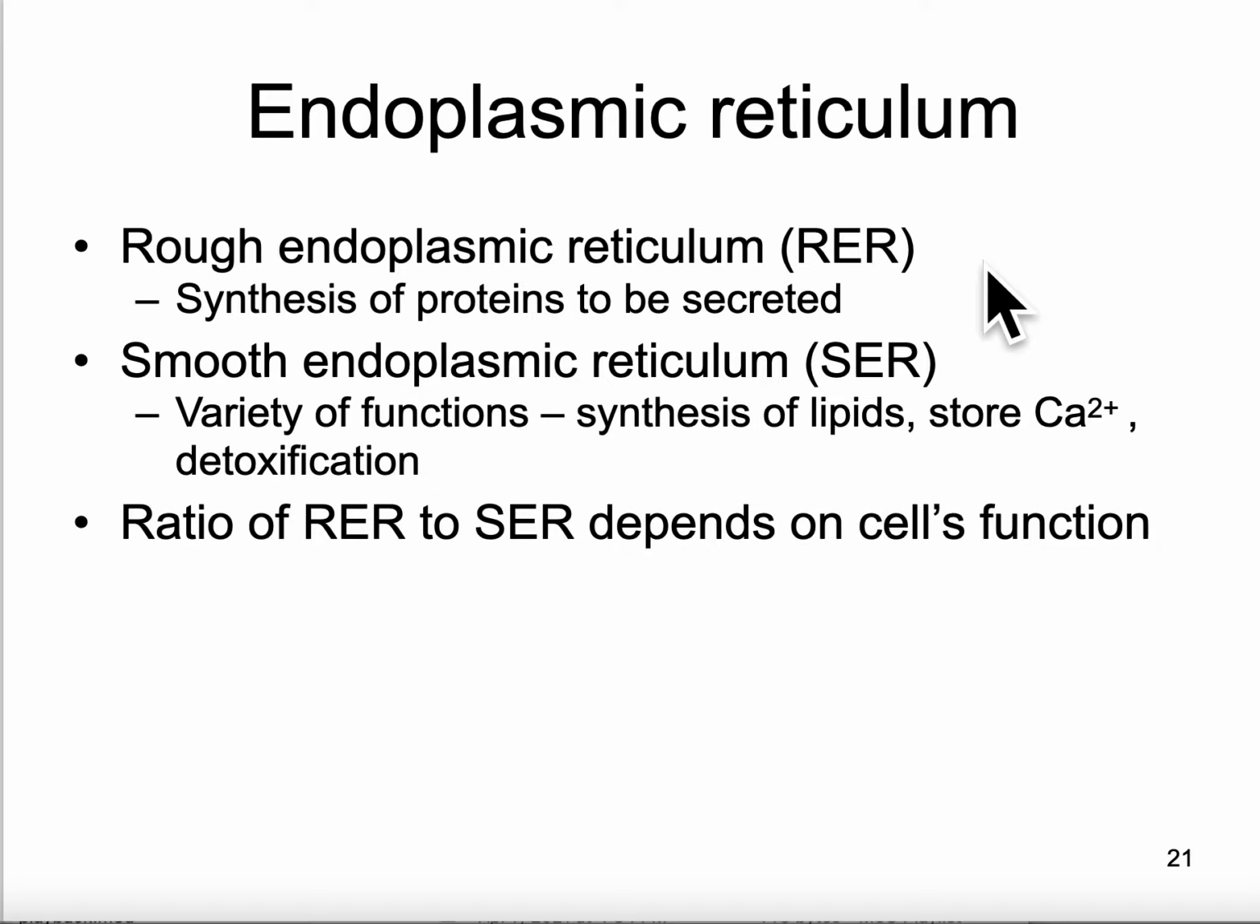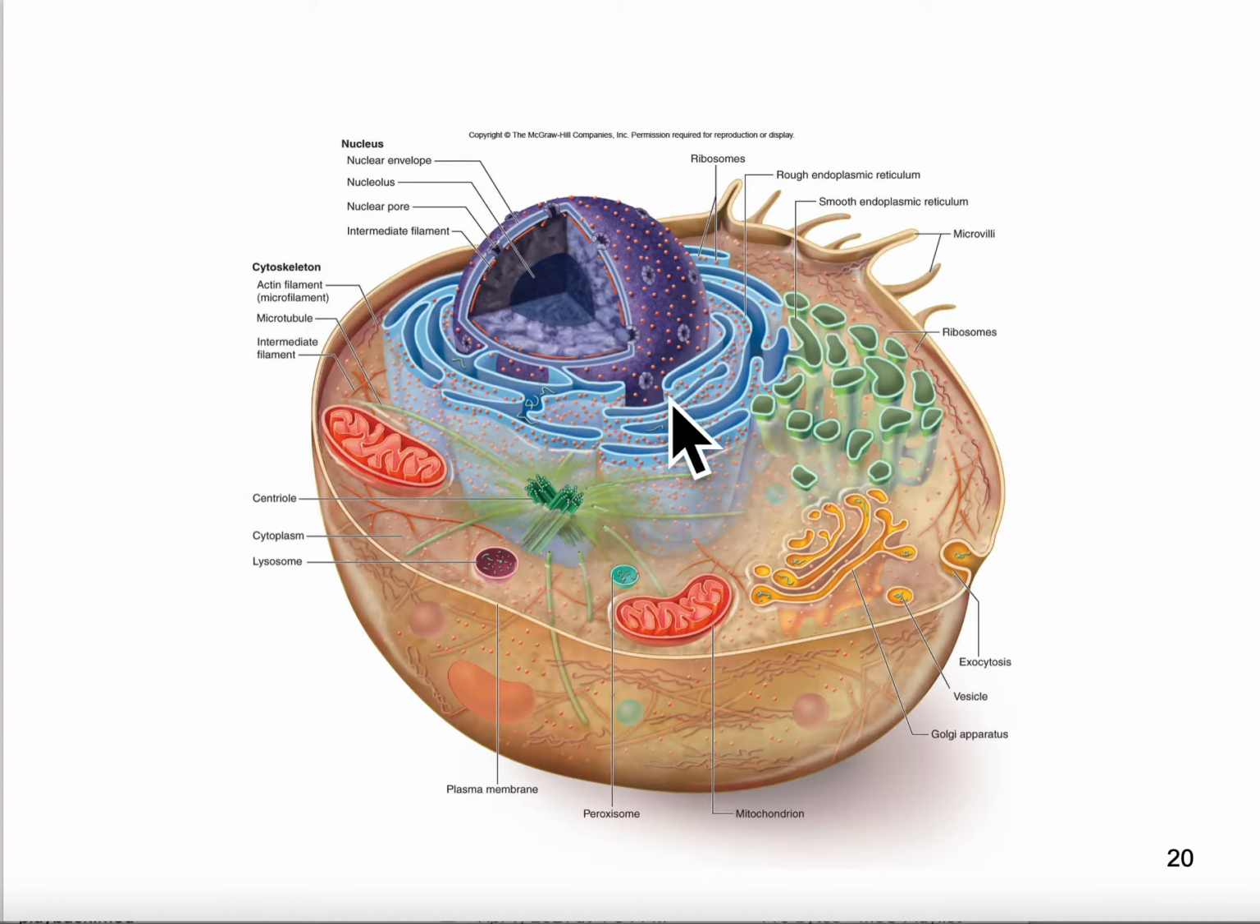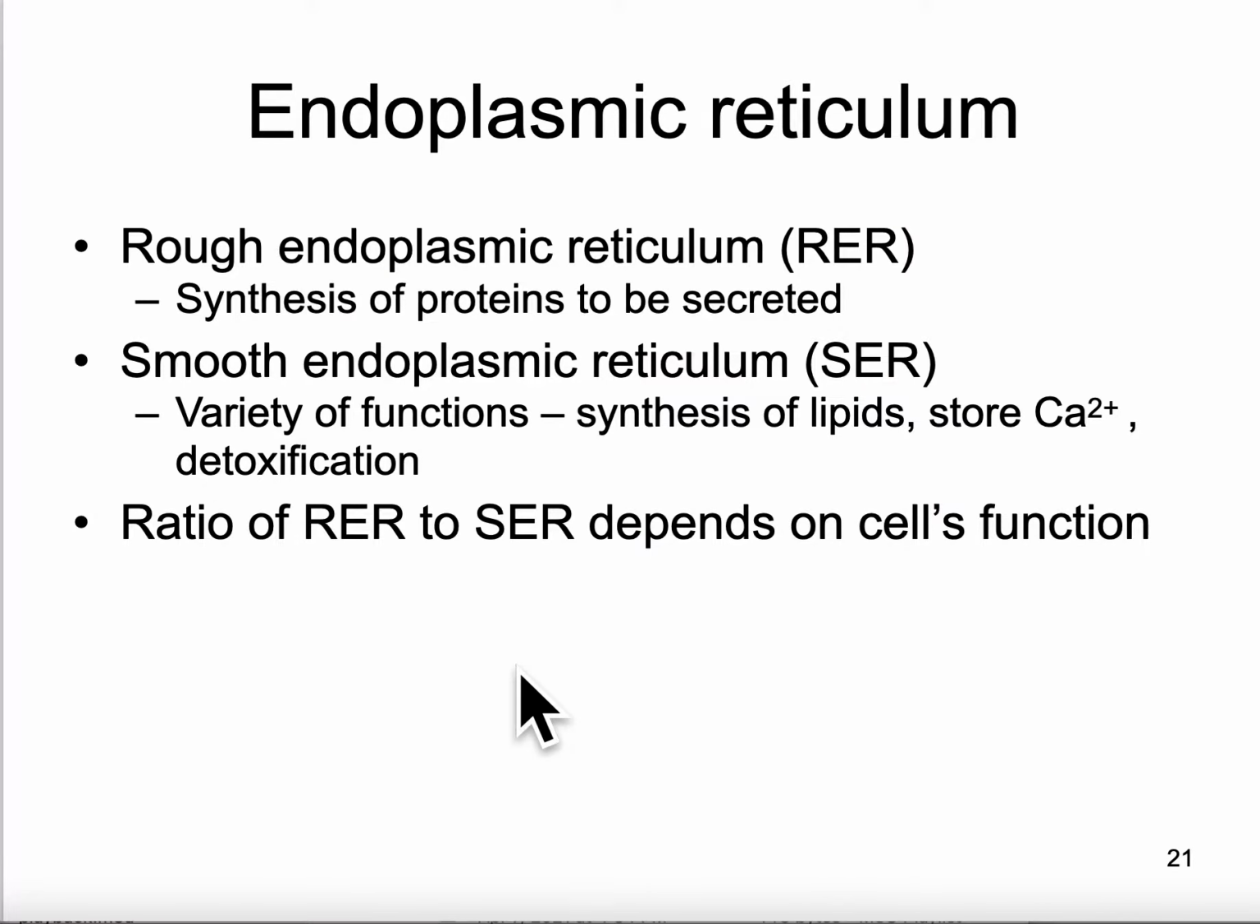So rough ER is this blue, light blue. It's not actually blue. In this picture, it's blue. It's studded with lots and lots of ribosomes, the protein maker machines. As you can see them, these tan dots. Notice there are actually also ribosomes on the outer part of the nuclear envelope as well. Okay. The main function of rough ER is to synthesize proteins, and specifically it's to synthesize proteins that are to be secreted.